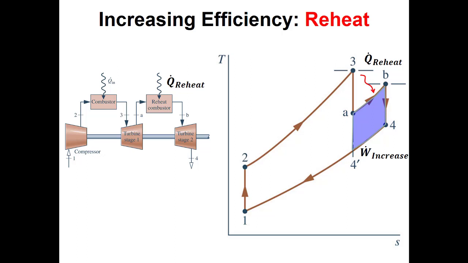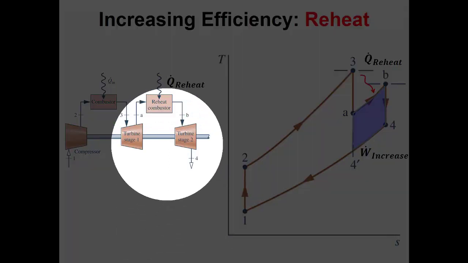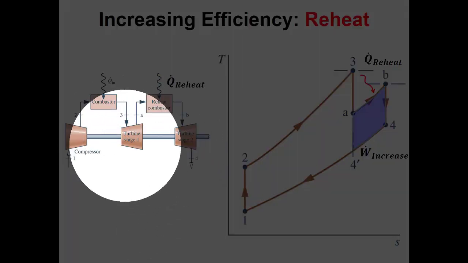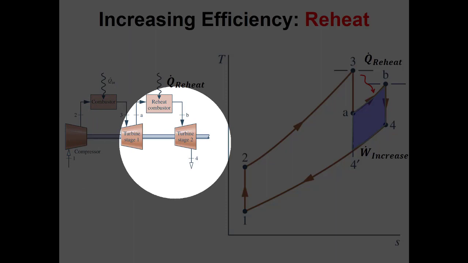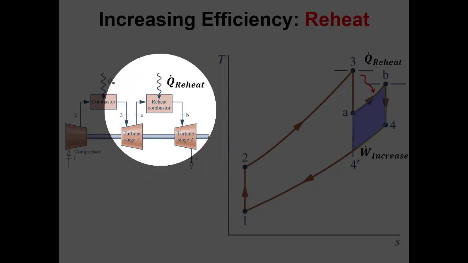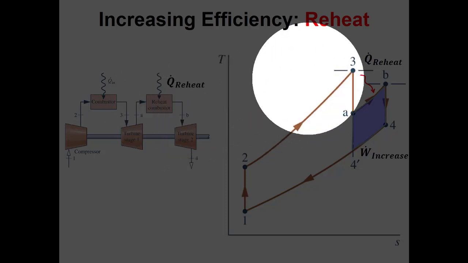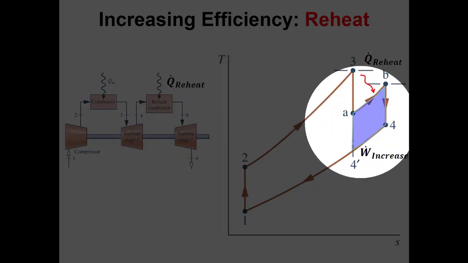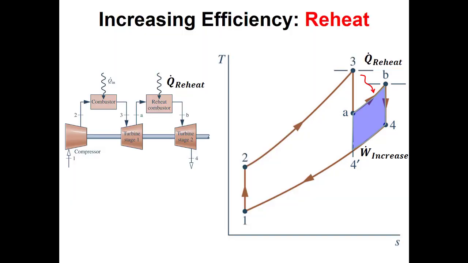We can also use reheat in a Brayton cycle, just like we did in Rankine. When we do this, we take our turbine and we split it into 2 stages, a high pressure stage and a low pressure stage. And in between the two, we bring the fluid out of the turbine and we add more heat. When we do this, we get this extra area in our TS diagram. I usually call that a bleb. And that extra area means we get more power out of our system.